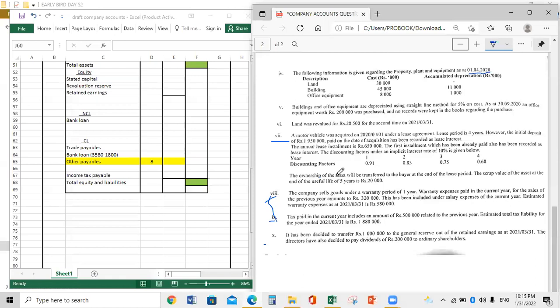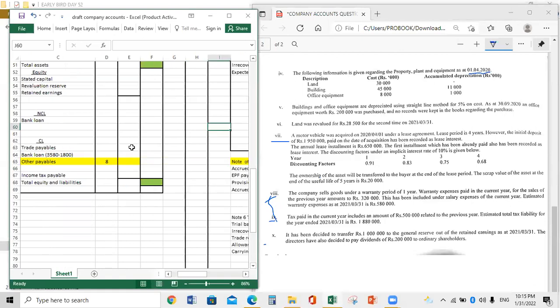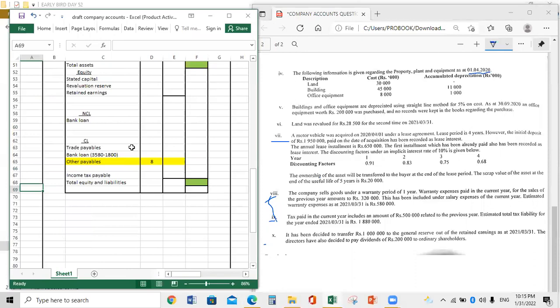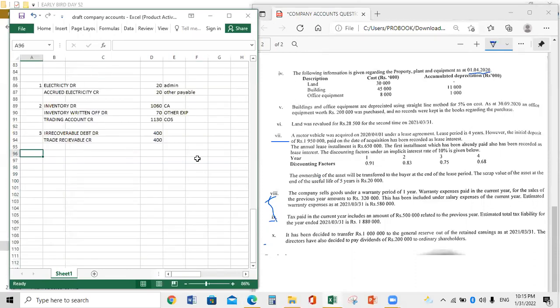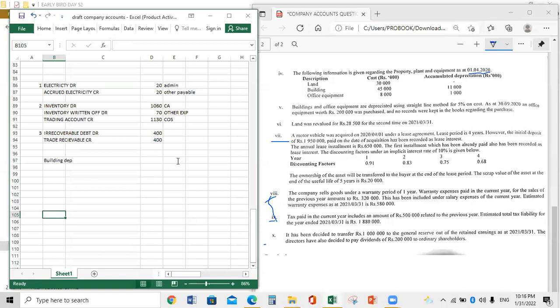Building and office equipments are depreciated using the straight line method. Okay. So guys, this working you have to show. You don't have to write like this in your exam. Not needed. Only the workings you have to show. So let's find the depreciation of building. Guys, land is not depreciated. So we have to find the building depreciation. Please do it before me. Try to do it before me. And then we have to find office equipment depreciation. Okay. You can show this as a working.